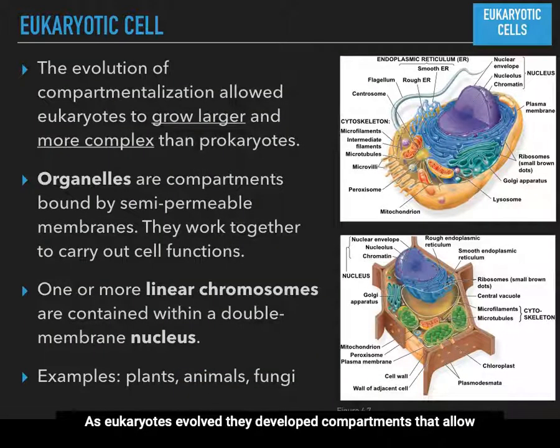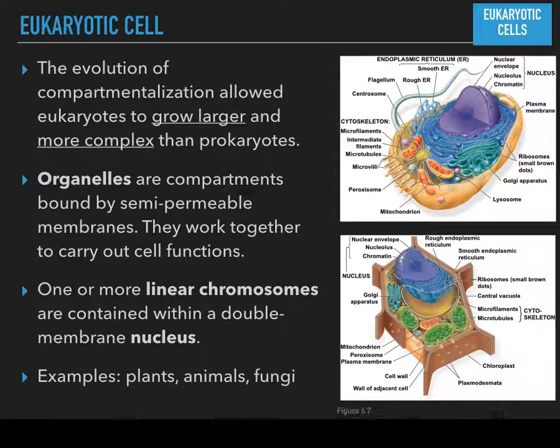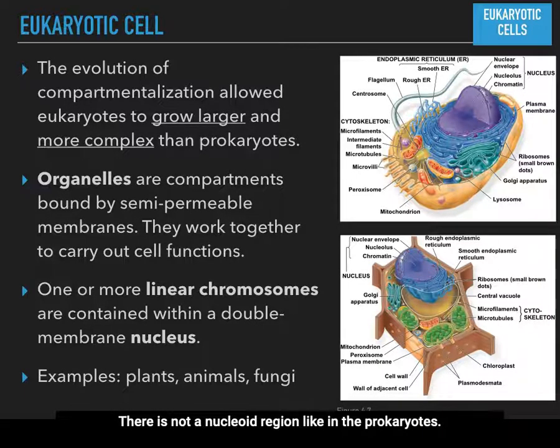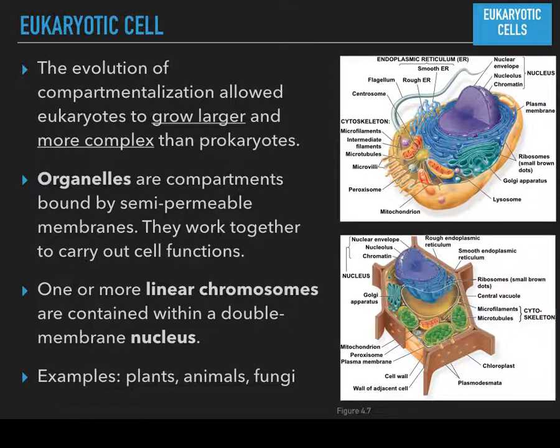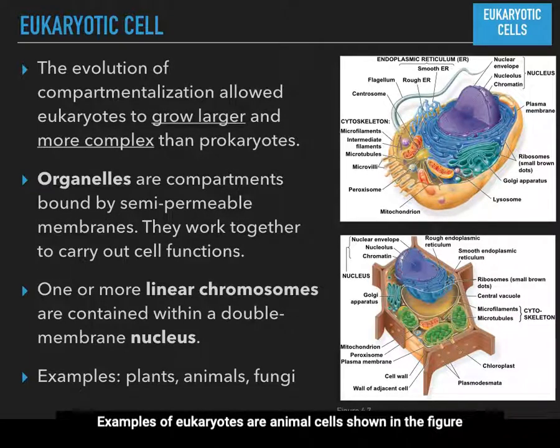As eukaryotes evolved, they developed compartments that allowed the cell to grow larger and more complex. These compartments are called organelles, and they are bound by semi-permeable membranes that work with other organelles to carry out cellular function. For eukaryotes, there is not a nucleoid region like in the prokaryotes. There is one or more chromosomes, and they are contained within a double membrane organelle called the nucleus. Examples of eukaryotes are animal cells, shown in the figure on the top right, and plant cells, shown in the figure on the bottom right.